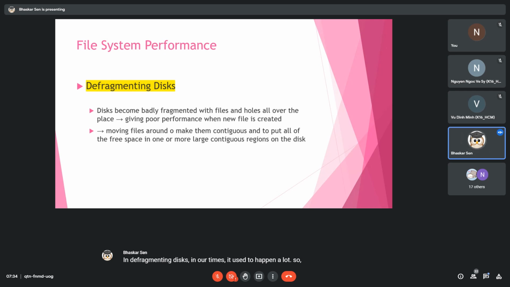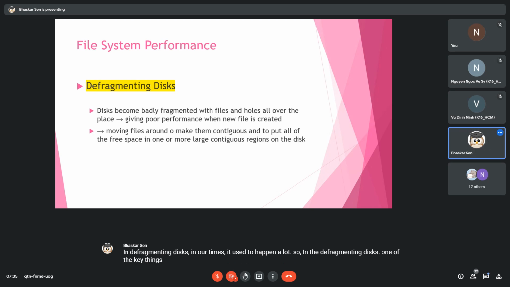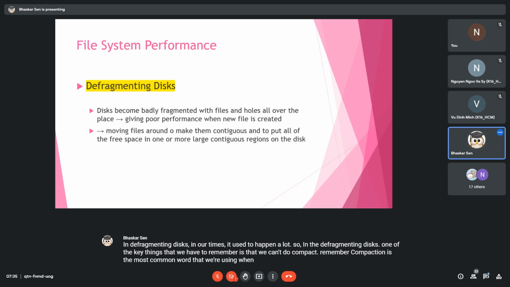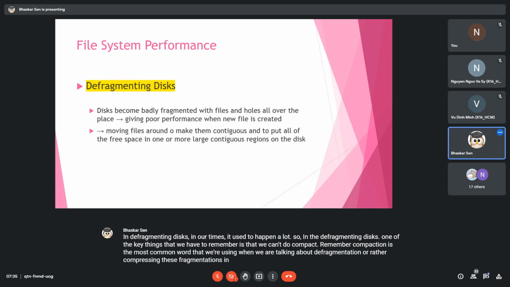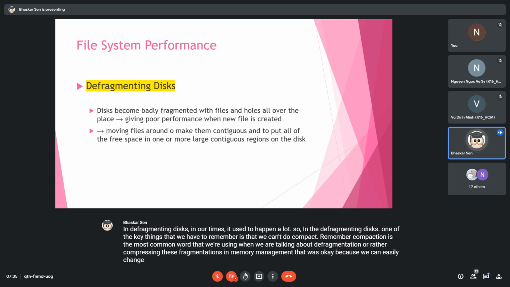So, in defragmenting disks, one of the key things we have to remember is that we can't do compaction. Remember, compaction is the most common word we use when talking about defragmentation, or rather compressing fragmentation in memory management. That was okay because we could easily change the relative position. Of course, it was expensive, as we say, too much extra work for the CPU.